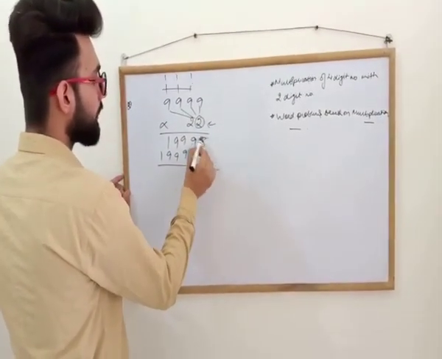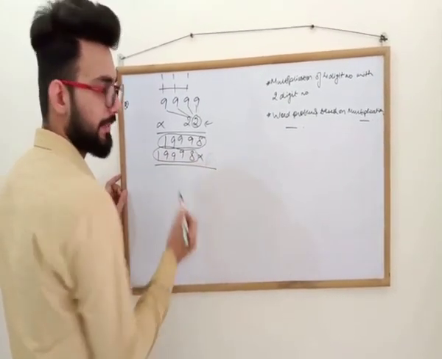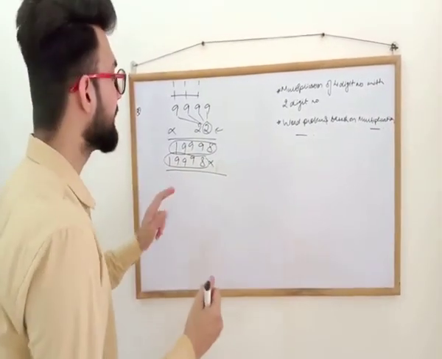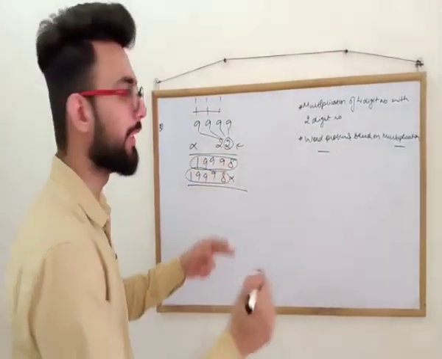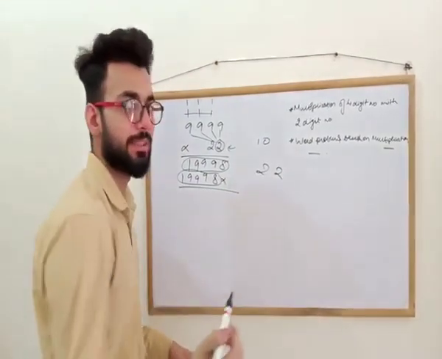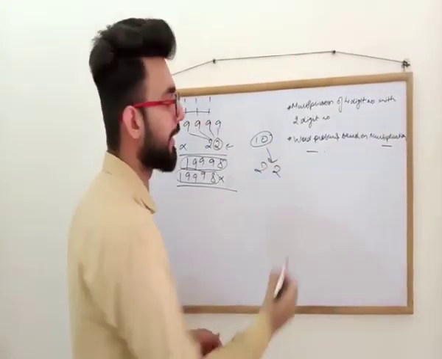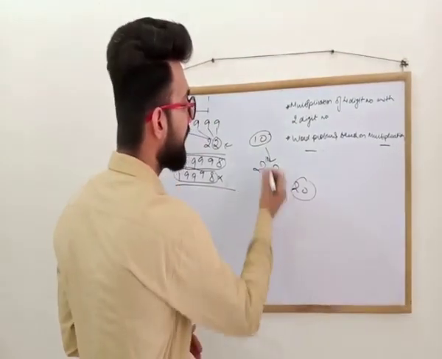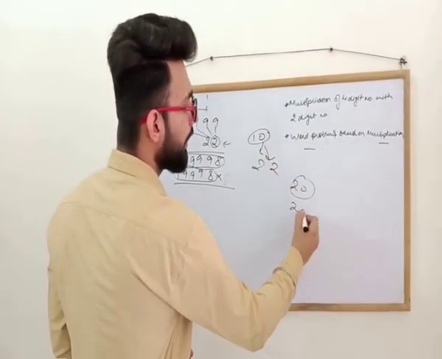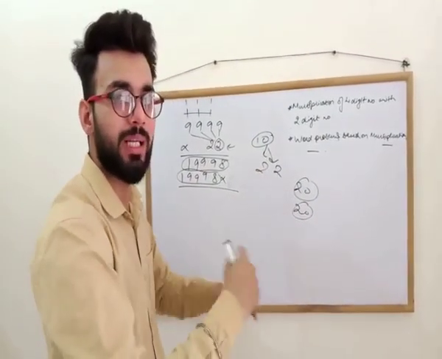You can see one thing: this number is completely similar to this number, isn't it? The reason is that the number we are multiplying by was 22. If you have 10 rupees, let's say, and you multiply 10 with 2, you will get 20. In the same way, if you multiply 10 again with 2, you will get 20. So since the numbers are the same, you don't need to multiply again.